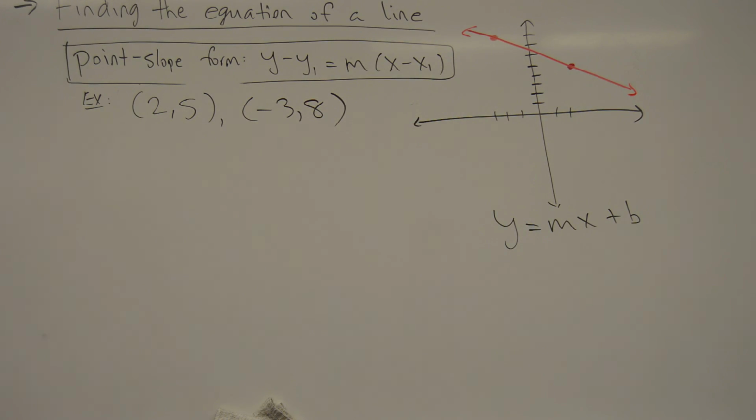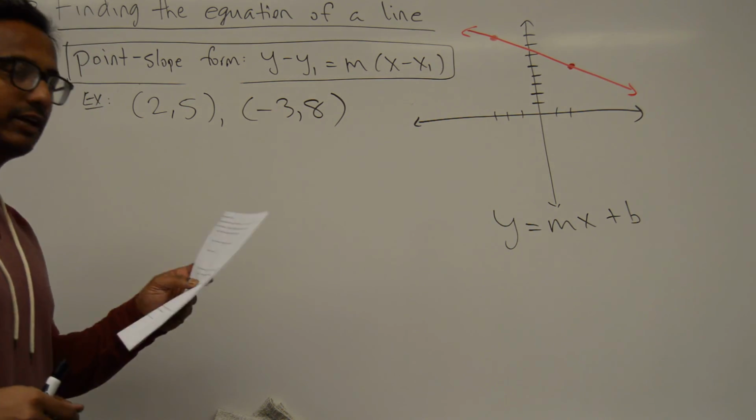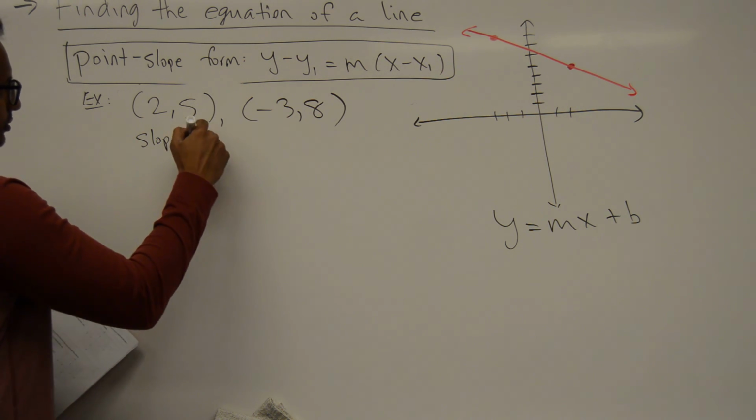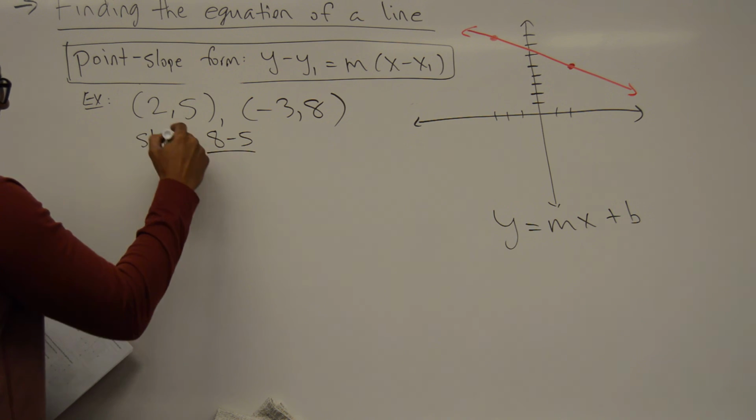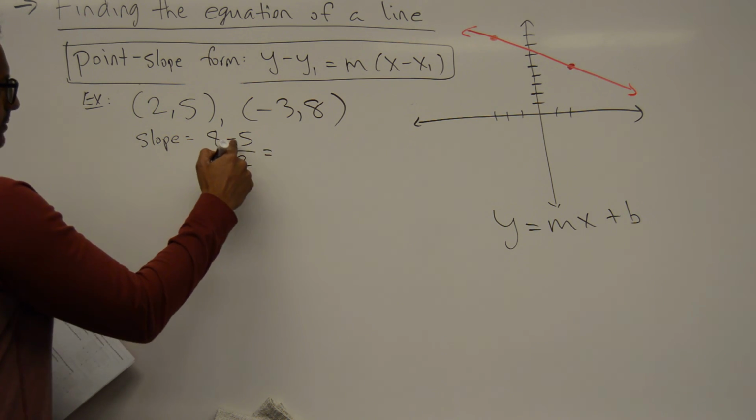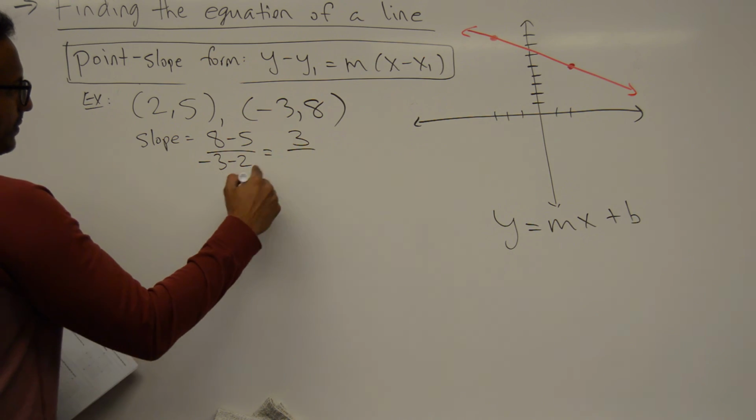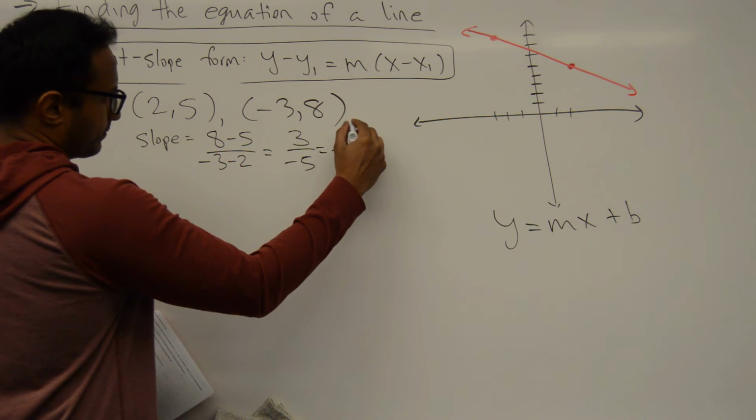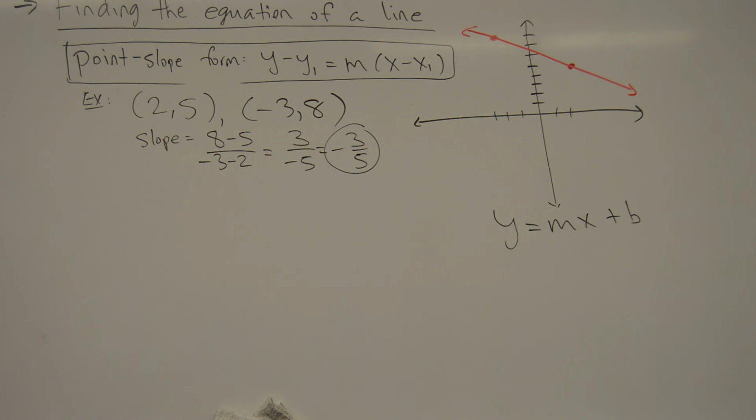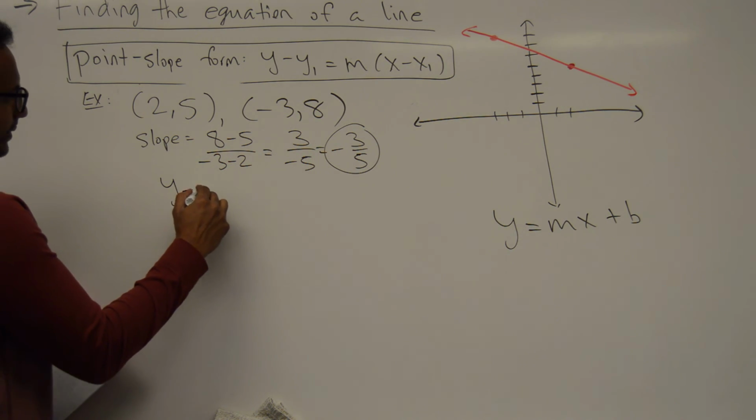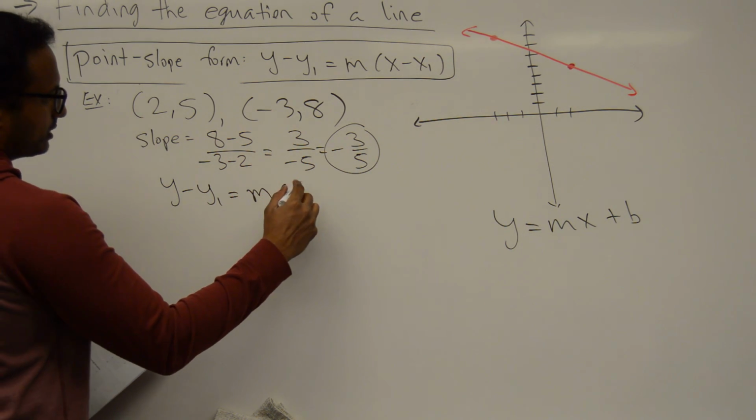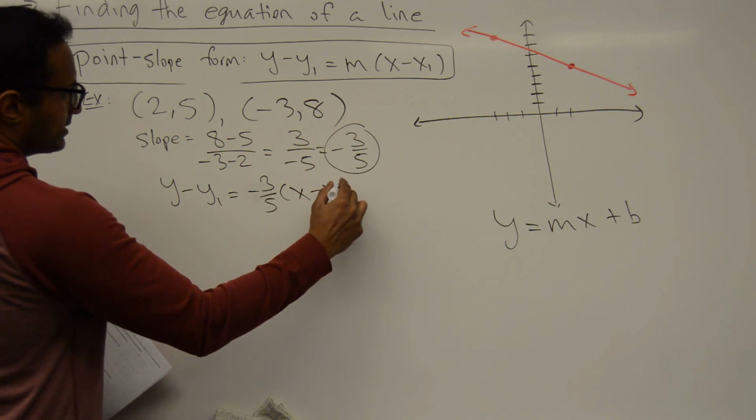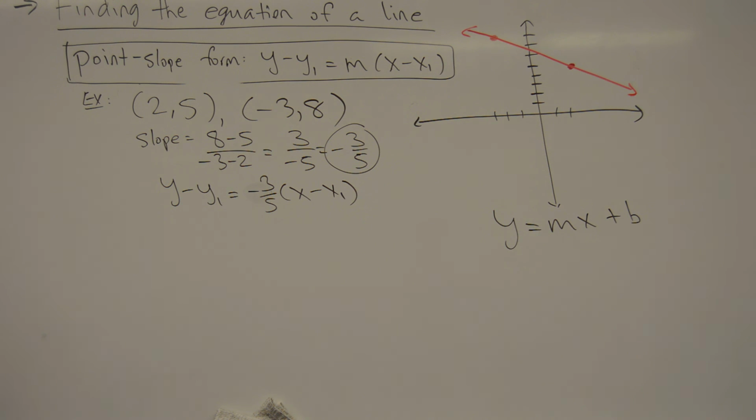In your notes, your first step is find the slope and plug it into the point slope form. So my slope is y2 minus y1 divided by x2 minus x1. 8 minus 5 is 3, negative 3 minus 2 is negative 5. And I'm going to move the negative to the middle, so this will be negative 3/5. Okay, so my slope is negative 3/5. I'm going to plug that in. Got y minus y1 equals m times x minus x1, and m is negative 3/5. That takes care of the slope.